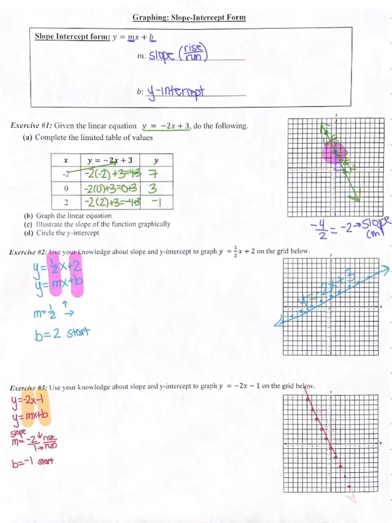We draw the line, arrows, and we want to label y equals negative 2x minus 1, and we're done.